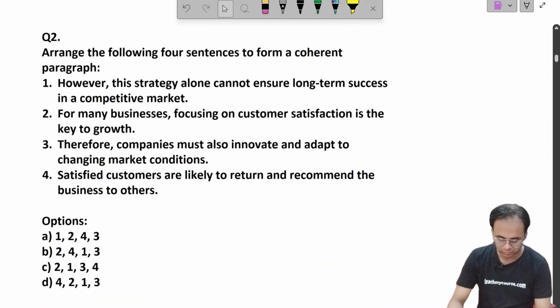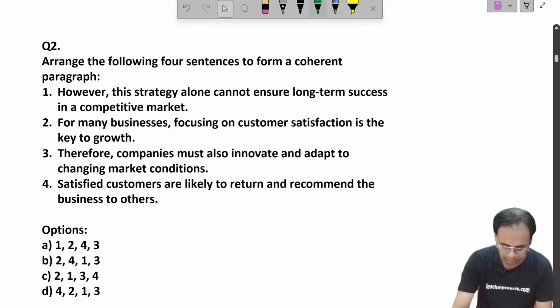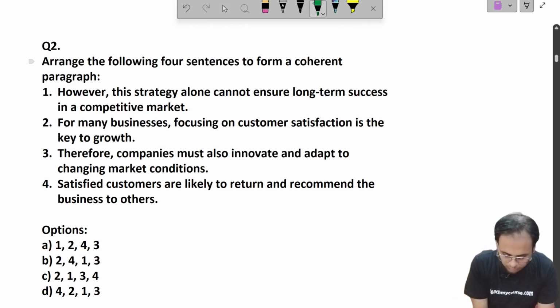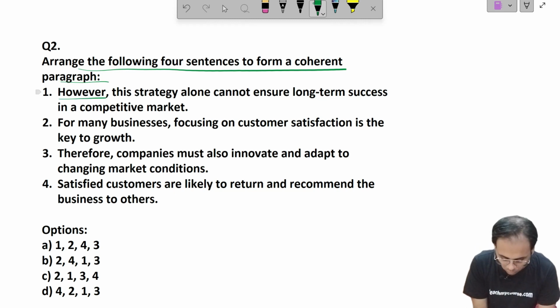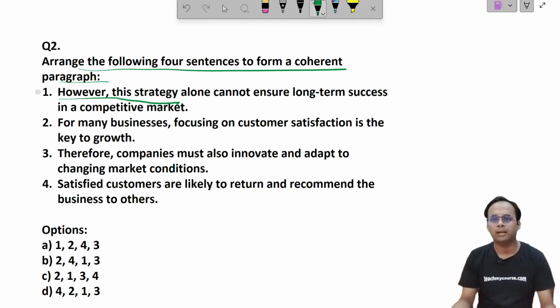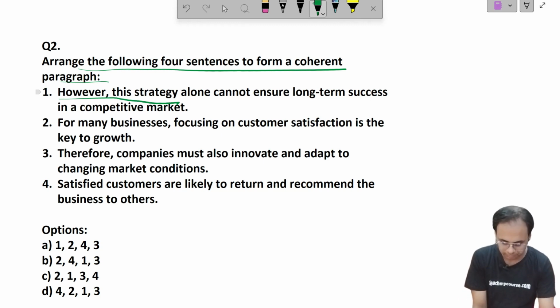Let us move to the next one. Next question. Arrange the following four sentences to form a coherent paragraph. The first sentence begins with 'however, this strategy.' Which strategy? I'm not aware. It cannot be the first sentence. Let us see the second one.